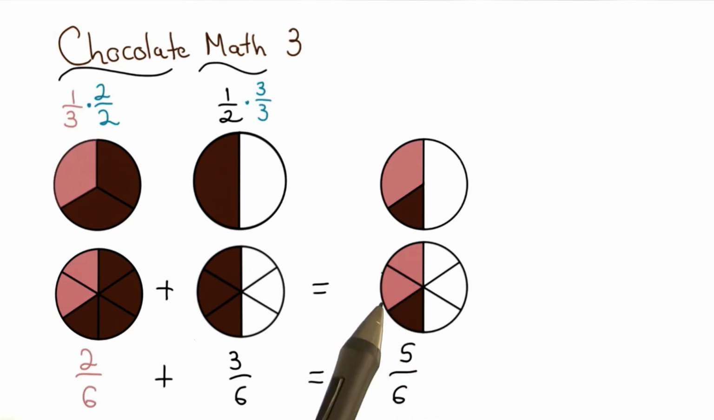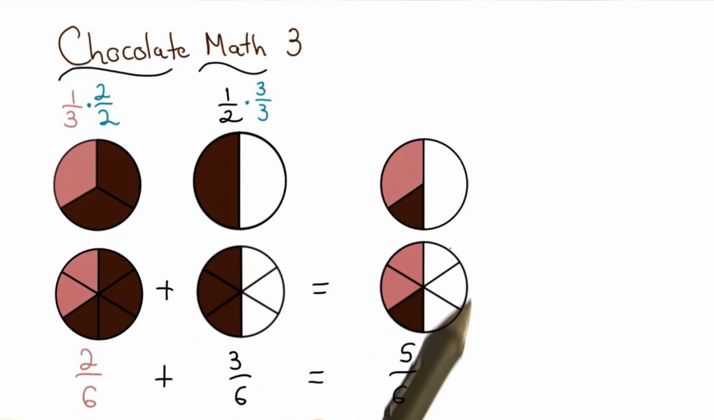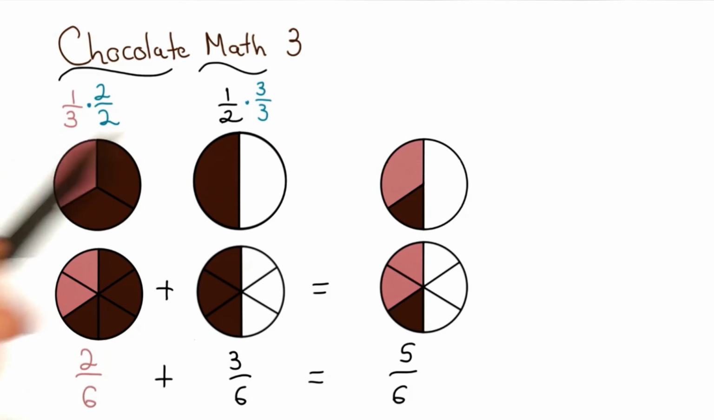This would be 1/6 of the cake, 2/6 of the cake, 3/6 of the cake, 4/6 of the cake, and 5/6 of the cake. So when my fractions were just 1/3 and 1/2, I couldn't add them together.